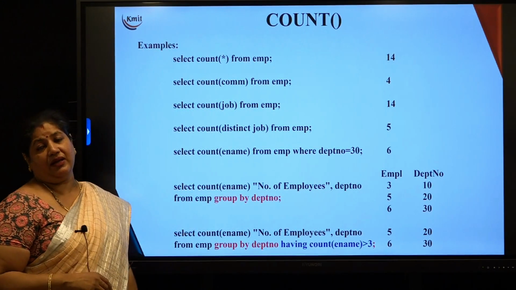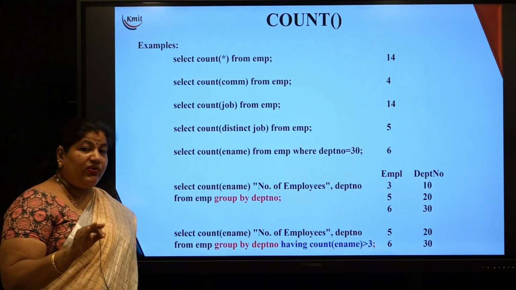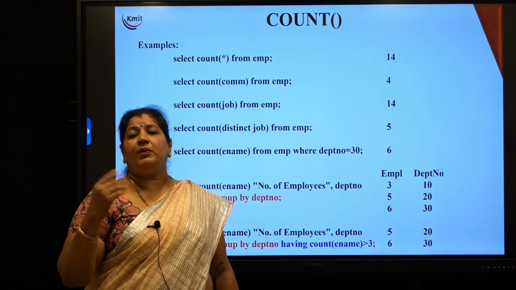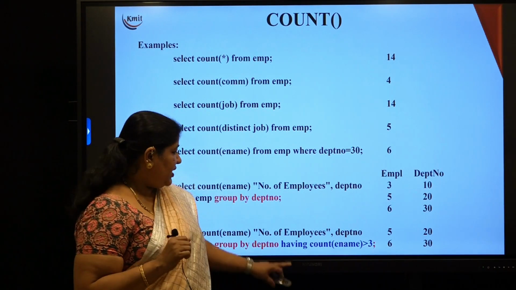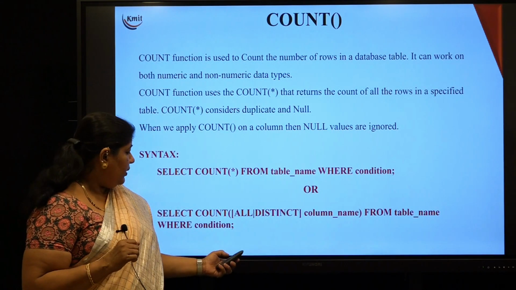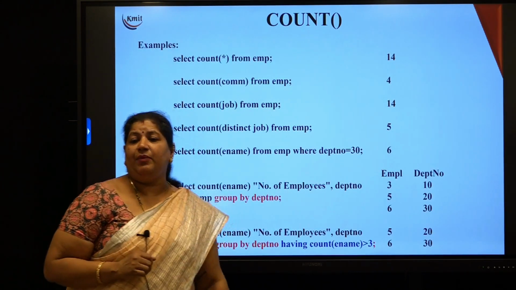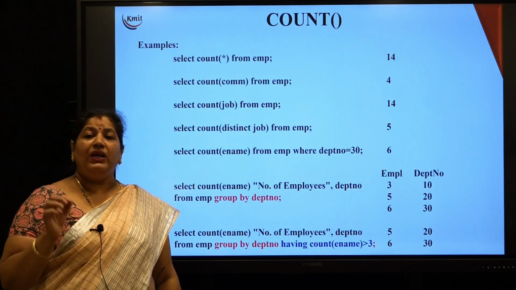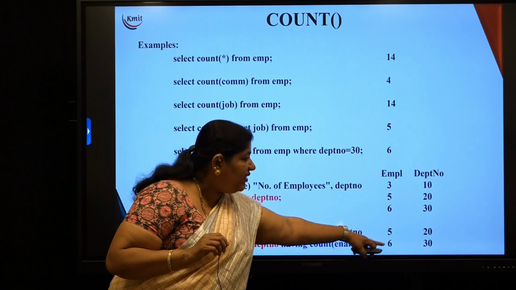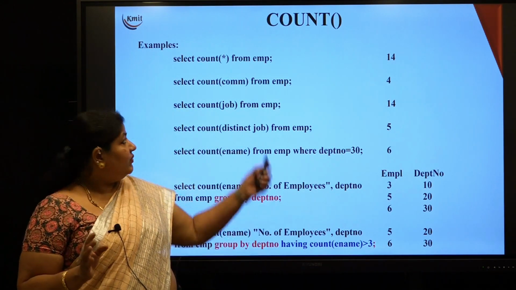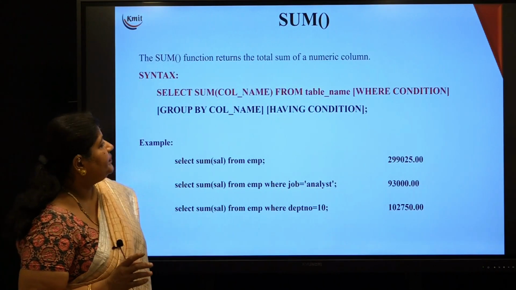Similarly, with the having clause, I want to display the numbers of the departments where the number of employees is more than 3. In such a case, I am just including a having clause here: having count of e-name greater than 3. That is going to ensure that only those department numbers will be displayed where the number of employees is more than 3. So this is all about count.